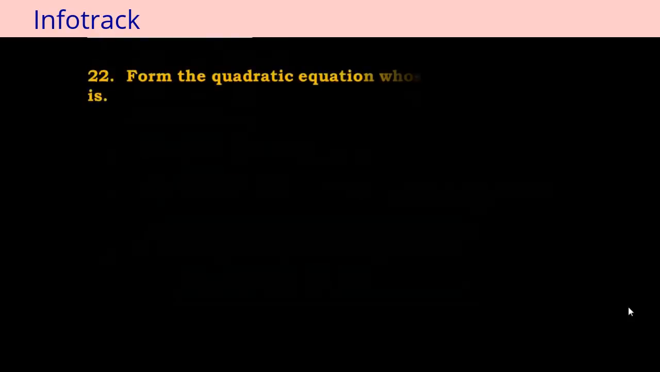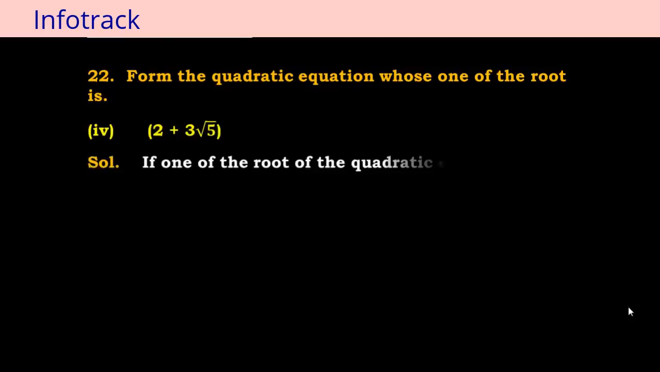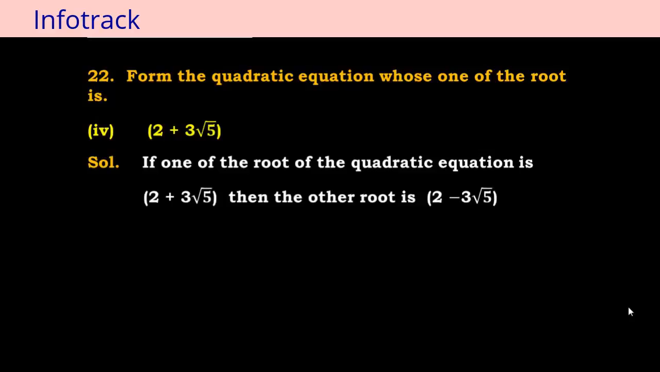See the next question from the same exercise 22, question number 4. 2 plus 3 root 5. If one of the roots of the quadratic equation is 2 plus 3 root 5, then the other root is 2 minus 3 root 5. So, let alpha equal 2 plus 3 root 5 and beta equal 2 minus 3 root 5.